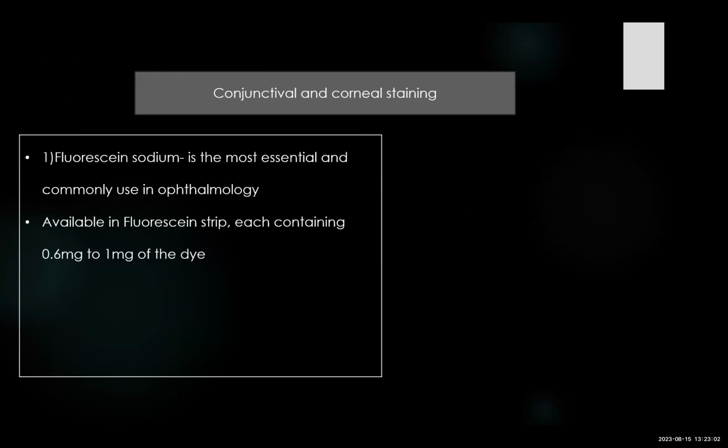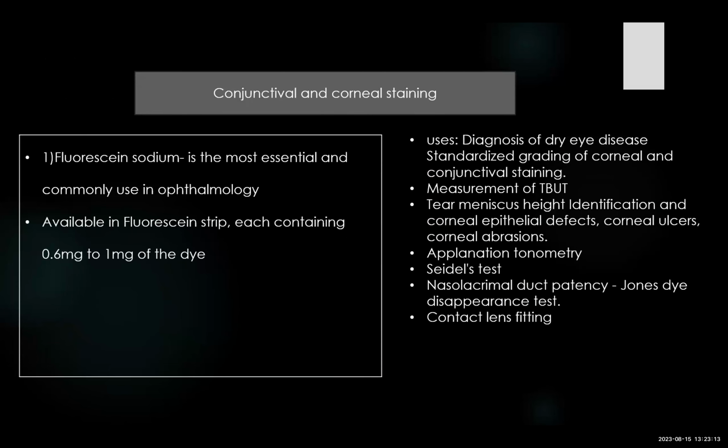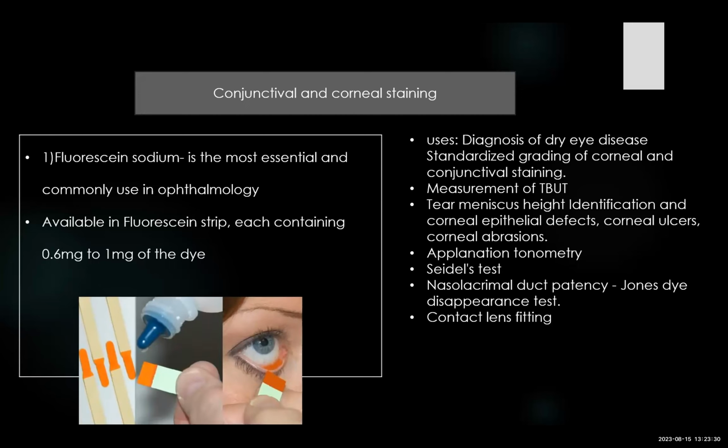For conjunctival and corneal staining, we use fluorescein sodium, which is the most essential and commonly used dye in ophthalmology, available in fluorescein strips, each containing 0.6 to 1 mg of sterile dye. It is used for conjunctival staining, grading of corneal and conjunctival ulcers, tear film breakup time, tear meniscus height measurements, corneal epithelial defects, abrasions, applanation tonometry, nasolacrimal duct patency, contact lens fitting, and the Seidel test. Here you can see the strips.